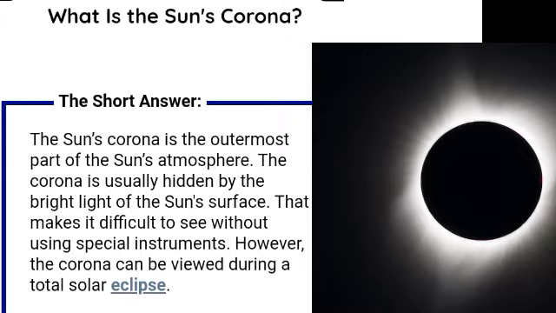What is the sun's corona? The sun's corona is the outermost part of the sun's atmosphere. The corona is usually hidden by the bright light of the sun's surface. That makes it difficult to see without using special instruments. To see the corona, we need a high-resolution telescope, but it can be seen by naked eyes during an eclipse. However, the corona can be viewed during a total solar eclipse.